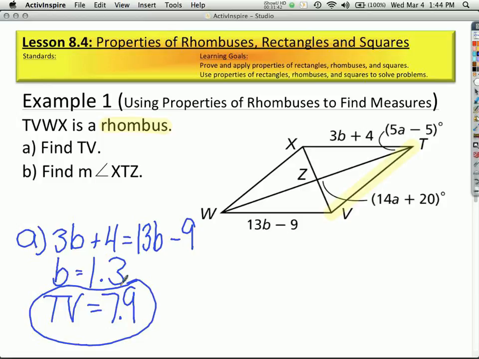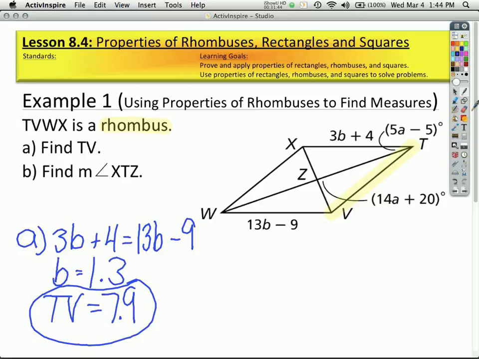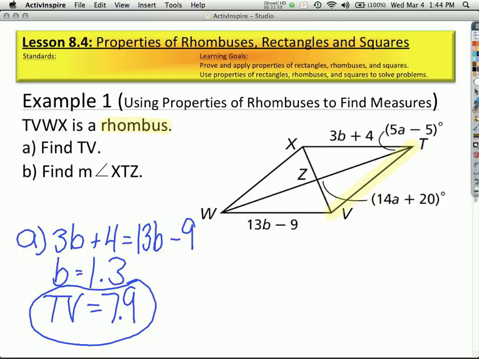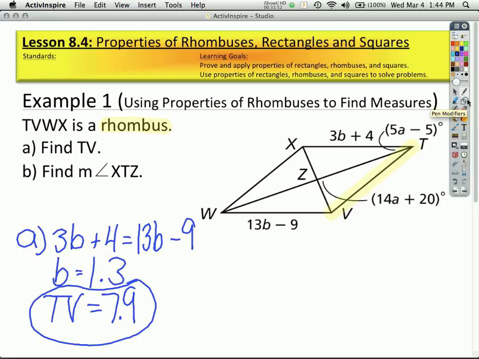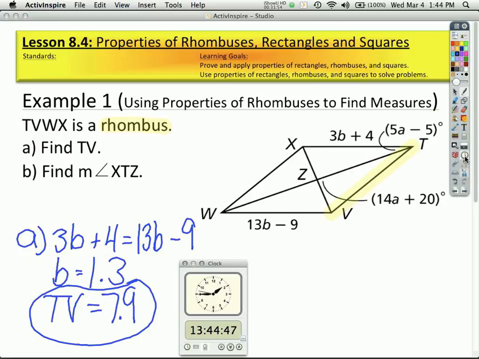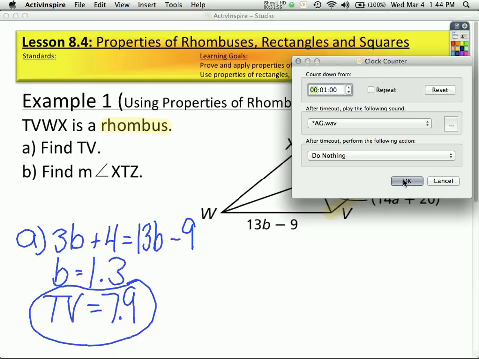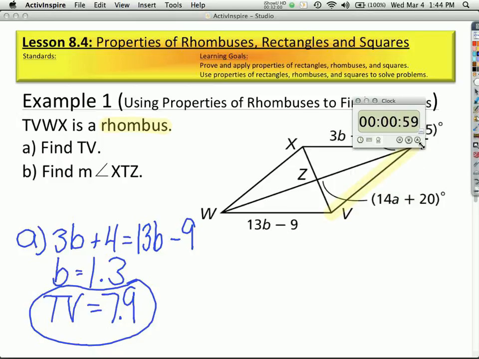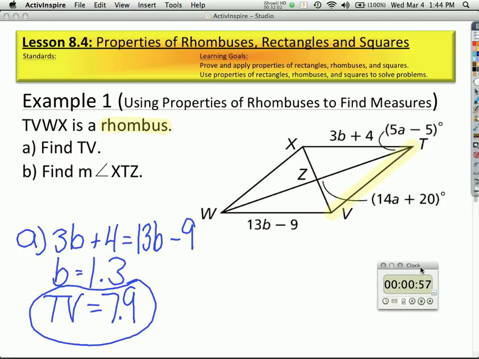Part B. I think the angle in the middle, TZ to B, I think it's a right angle. You think it is? Okay. So I'm going to give you a 1 minute team talk to now devise a plan for part B. Don't execute your plan, just come up with a plan for part B. I want the measure of XTZ.